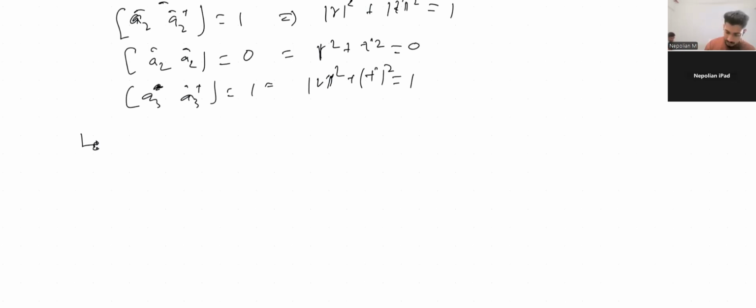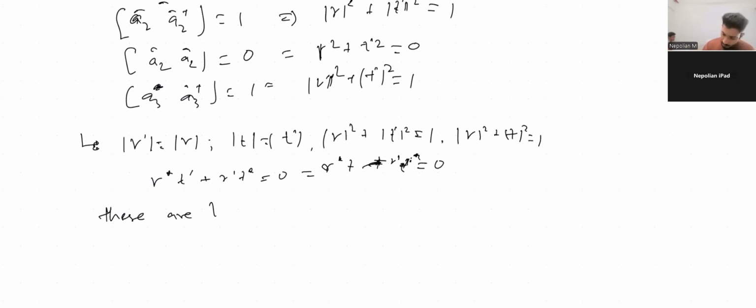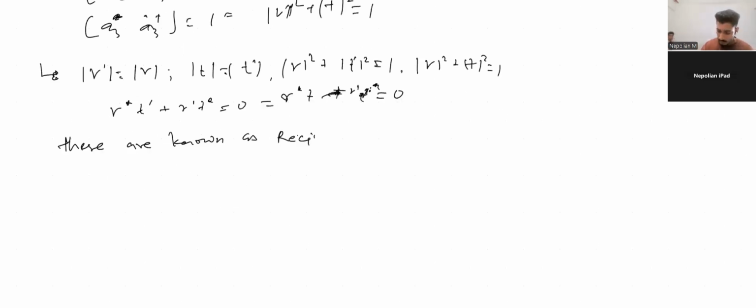So you will get one result: mod r prime is equal to mod r, mod t is equal to mod t prime. r square plus t prime square is equal to 1, mod r square plus mod t square is equal to 1. r star t prime plus r prime t star is equal to 0, that is 0. So these are known as reciprocity relations.